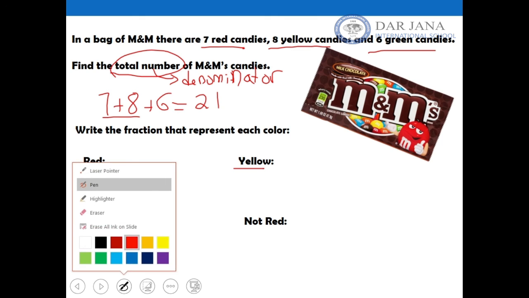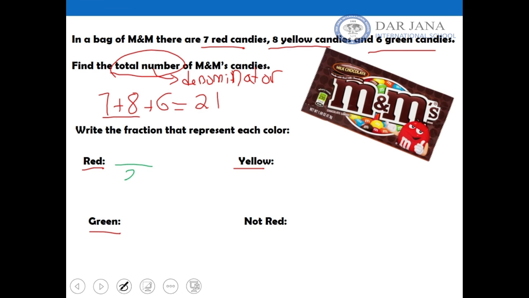So I can do it directly that the red will be out of 21, out of 21, out of 21, and out of 21. So the denominator is 21. In this kind of examples, it's very important to find the denominator first. Now the rest is easy. How many red I have? I have 7 red. So it's going to be 7 out of 21 is the fraction of the red.